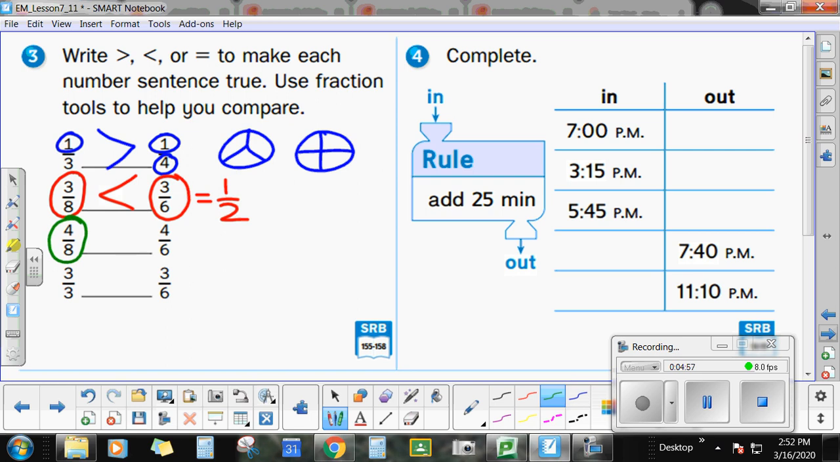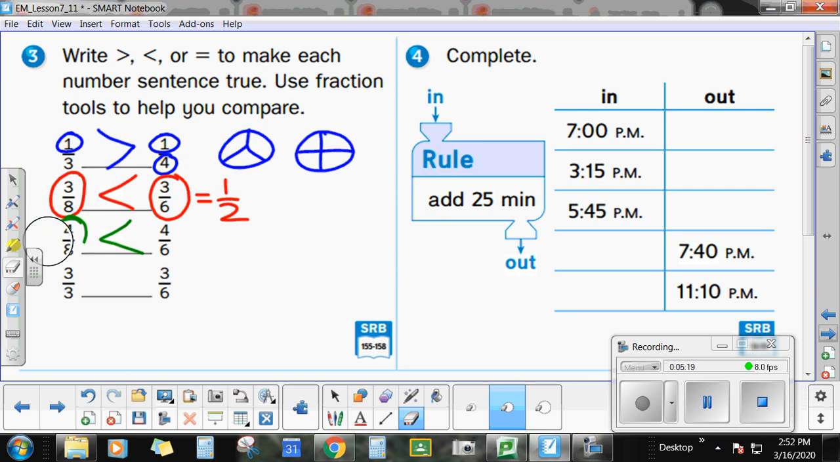So if 4/8 is a half, now I can compare 4/6. Is 4 out of 6 bigger than a half or smaller than a half? If you're eating 4 out of 6 pieces, you're eating more than half because 3 out of 6 is half. So 4 out of 6 is more than half. So guys, that's one way you could have looked at it.